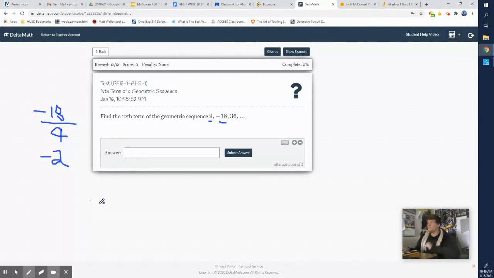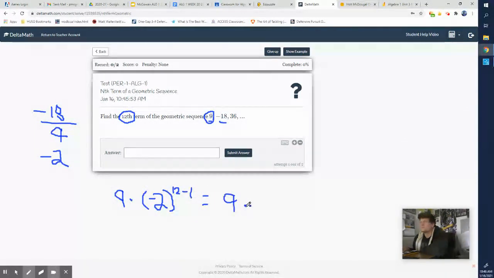Now I could use that and my A1 value and my n value to plug it into my formula and then simplify. So I have A1 times my common ratio raised to the n minus 1 power. Now some of these we could simplify really quickly. I have n as 12, so 12 minus 1. Okay, so I want 9 times negative 2 raised to the 11th power.